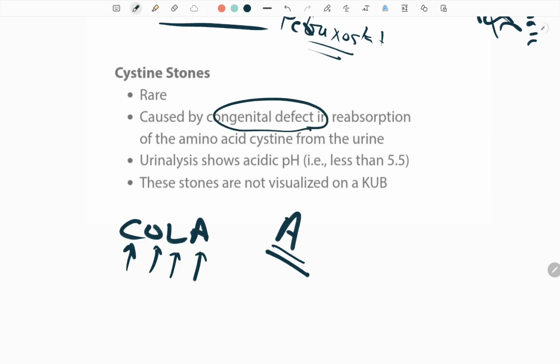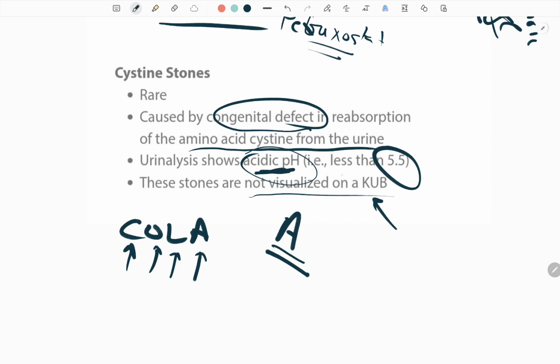So it is a congenital defect in reabsorption of the amino acid cystine from the urine, and urinalysis will show acidic urine, pH less than 5.5, and it is not visualized on KUB because it is radiolucent. And as it forms in acidic urine, alkalization would be one of the treatments.